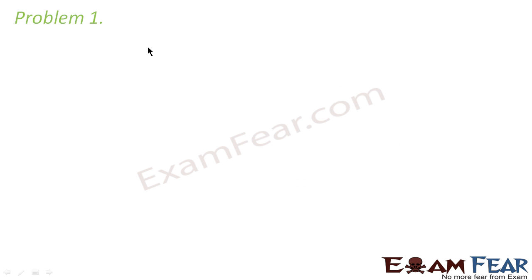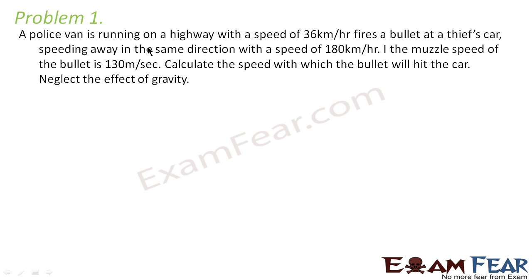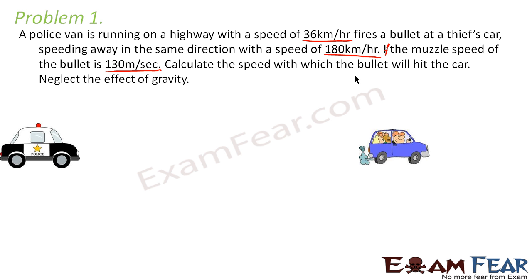Now let us try to solve certain problems based on relative velocity. A police van is running on a highway with a speed of 36 km per hour. Fires a bullet at a thief's car speeding away in the same direction with a speed of 180 km per hour. If the muzzle speed of the bullet is 130 meter per second, calculate the speed with which the bullet will hit the car. So let us first try to visualize the situation.